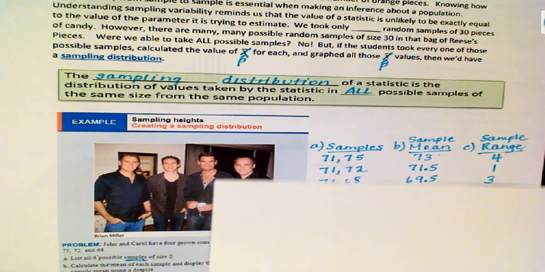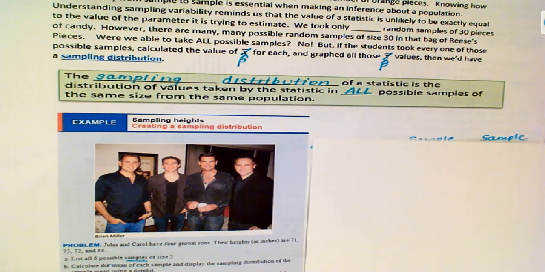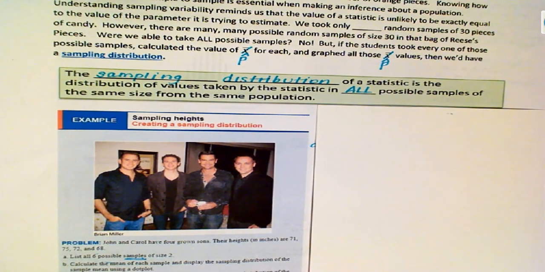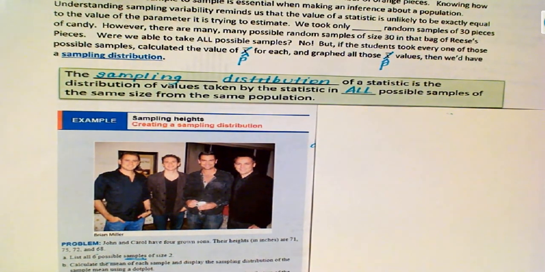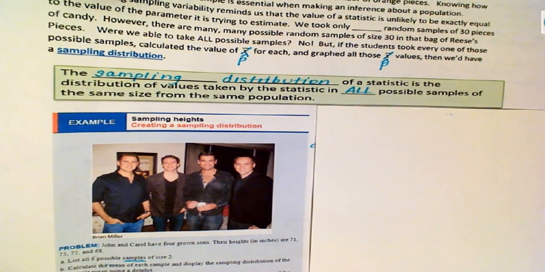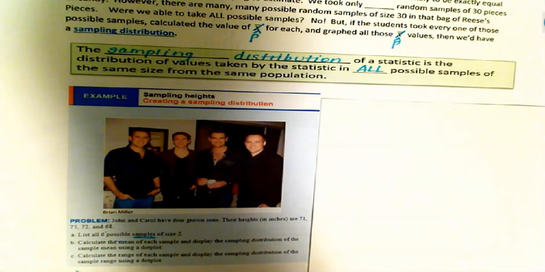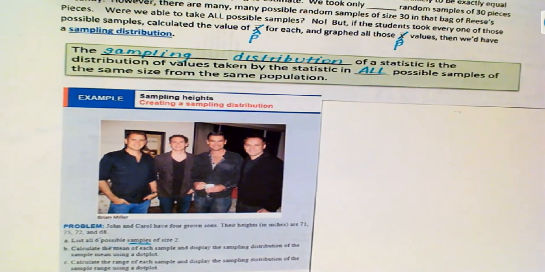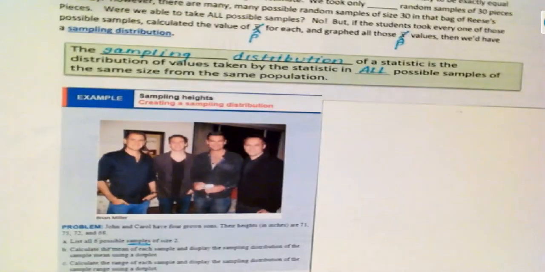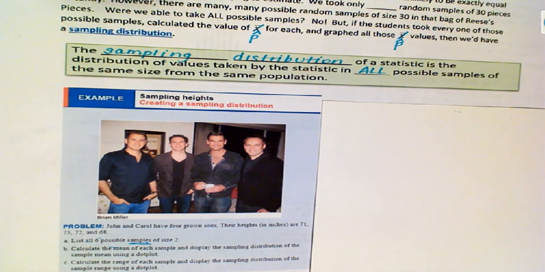So here's an example we're going to go over first. The problem is that John and Carol have 4 grown sons. Their heights in inches are 71, 75, 72, and 68. List all 6 possible samples of size 2. Now, the population here is 4, so it's going to be really, really easy for us to list all possible samples of size 2. So part A, that's what we're going to do.